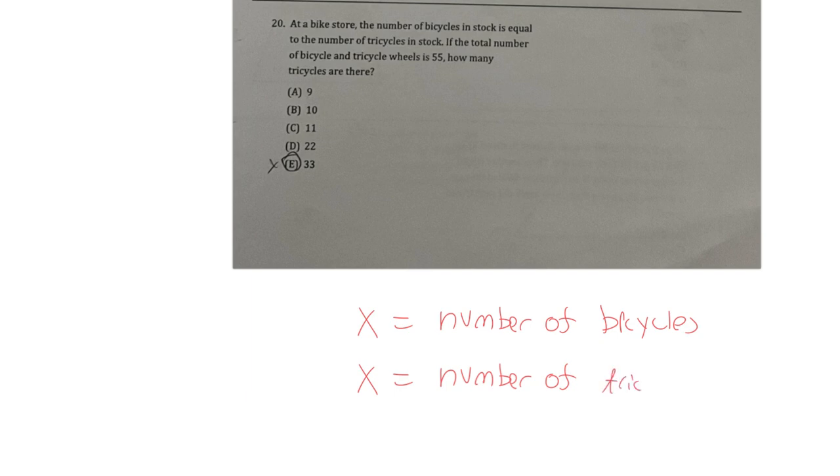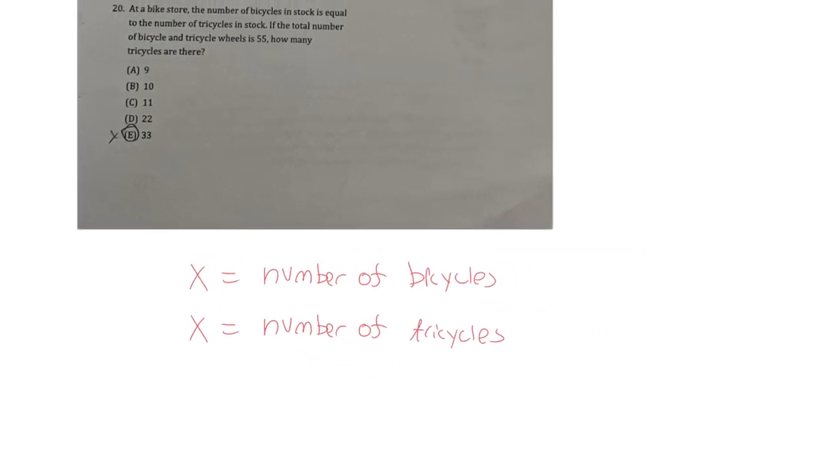Okay, interesting. So one thing we could do is say that X equals the number of bicycles. But we could also say that X equals the number of tricycles. And why can we say that? Because they already told us that the number of bicycles is equal to the number of tricycles. So we could say that the number of bicycles is X and also the number of tricycles is also X, right? So I think that's a good insight to have right out the gate.